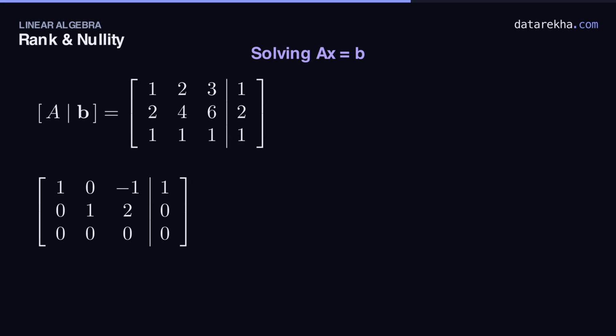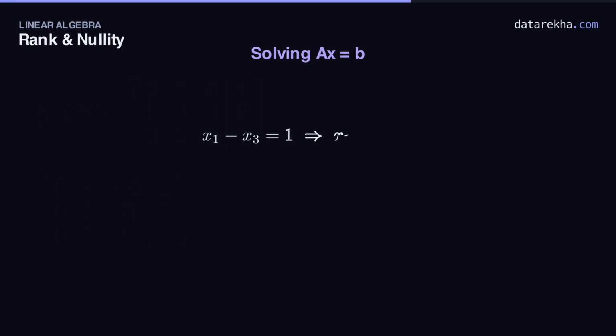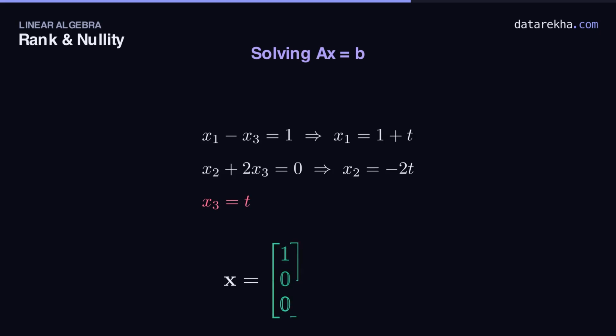So the system is consistent. There's no contradiction anywhere. Read the reduced rows. x1 minus x3 is 1, so x1 is 1 plus t. x2 plus 2x3 is 0, so x2 is minus 2t, and x3 is still the free variable t. Split it into two pieces, and something beautiful appears. There's a fixed particular solution, (1, 0, 0), plus t times (1, minus 2, 1).